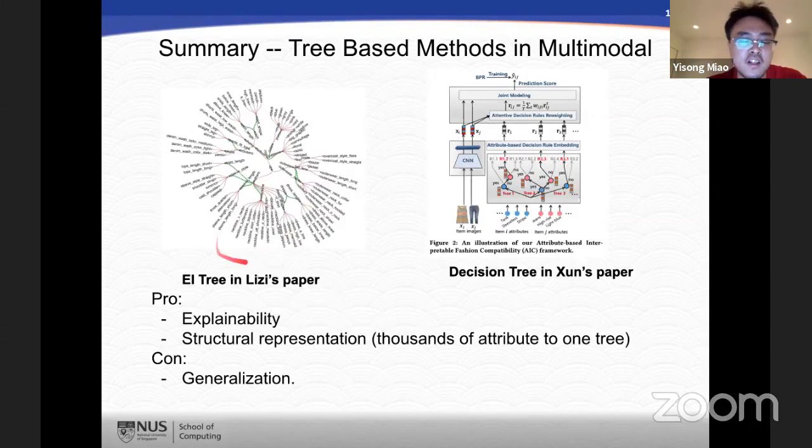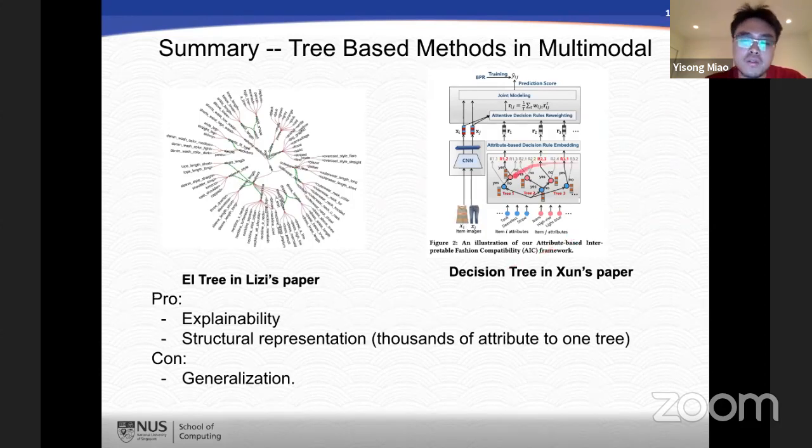In Lisa's paper, she used the EI tree to incorporate such fine-grained taxonomy-based attribute information. As for Xin's paper, he used the decision tree to find the cross features of the attributes. So for me, I'd like to share some of my understanding about the tree structure. They have pros and cons. The pros, first, as we introduced before, is that it is quite explainable. And second, it is quite structural.